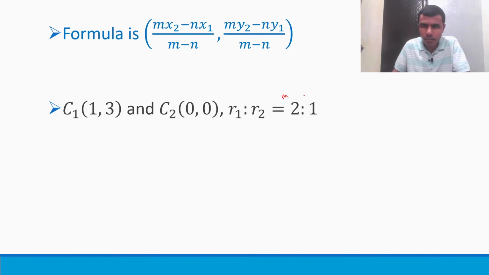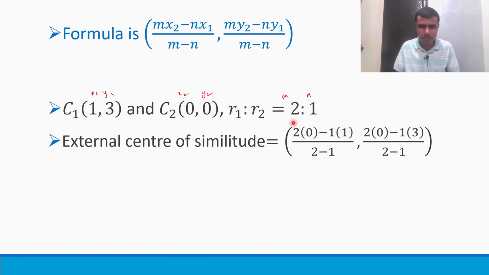This is m and n. This is x1, y1, x2, y2. Now apply the formula, substitute all the things: mx2 minus nx1 over m minus n, comma, my2 minus ny1 over m minus n.